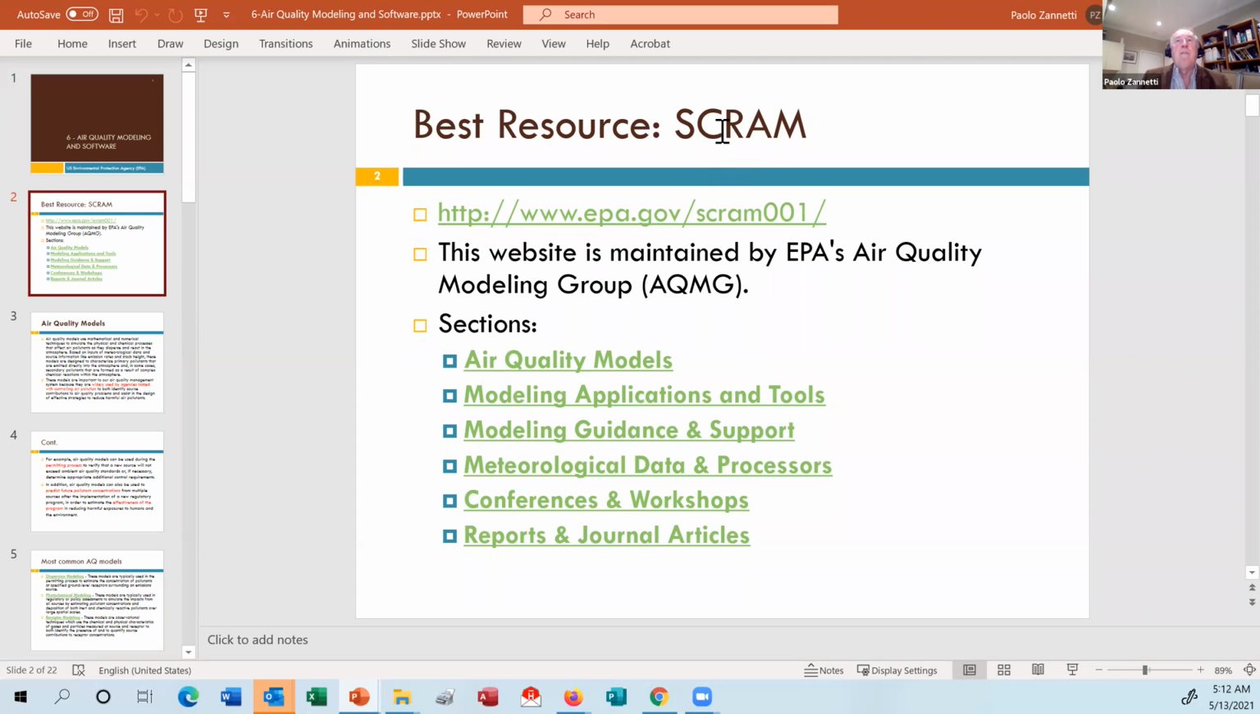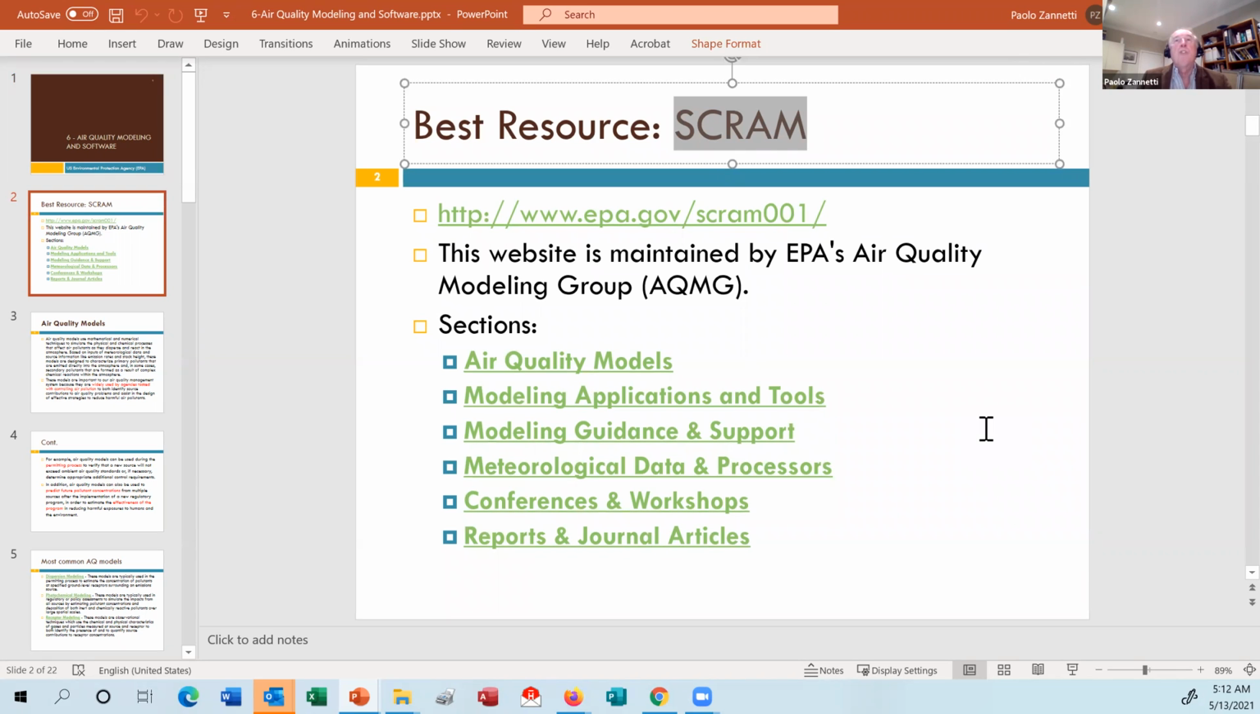So again, I've shown you SCRAM many times during the course. The SCRAM site of the EPA is really the best place to go to understand, read, and download information about the US EPA models. Guidance, meteorological data, preprocessors, workshops. You really find all the information that you need, especially regarding AERMOD, which is now the number one model recommended by the EPA.